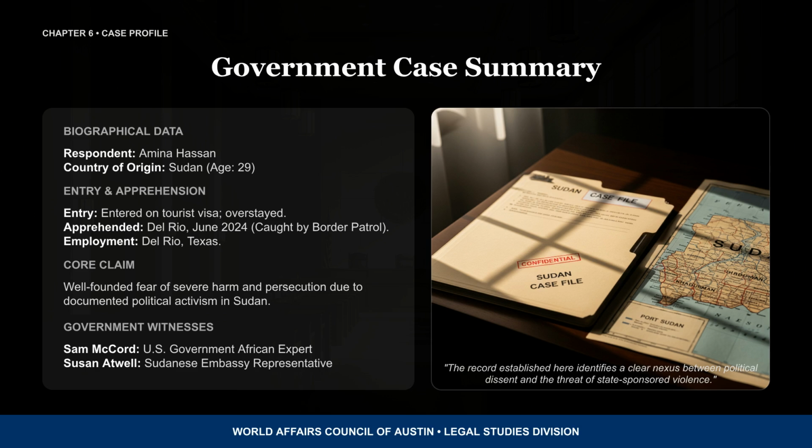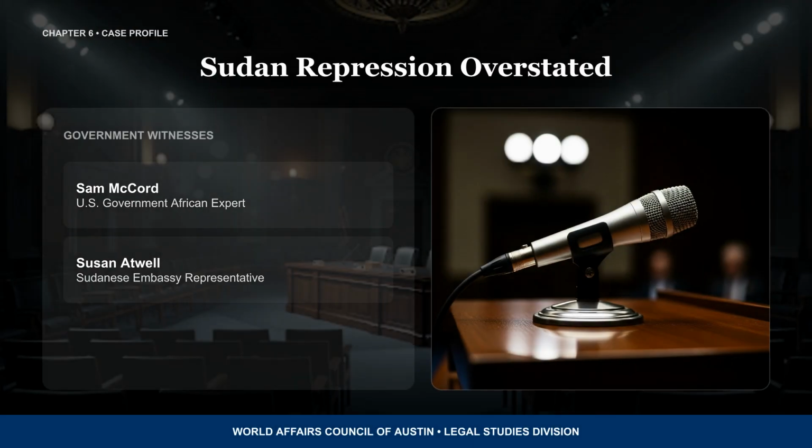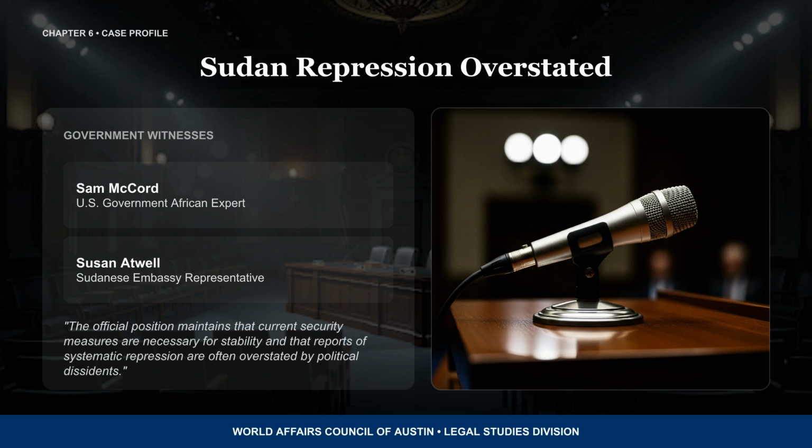The government's case summary notes Amina is a 29-year-old Sudanese respondent who overstayed her tourist visa and was apprehended in Del Rio. Her core claim is a well-founded fear of persecution due to her political activism. Government witnesses will include a U.S. expert and a Sudanese embassy representative. The government's argument, represented by Sam McCord and Susan Atwell, is that reports of systematic repression in Sudan are overstated by political dissidents. They maintain that current security measures are necessary for stability.